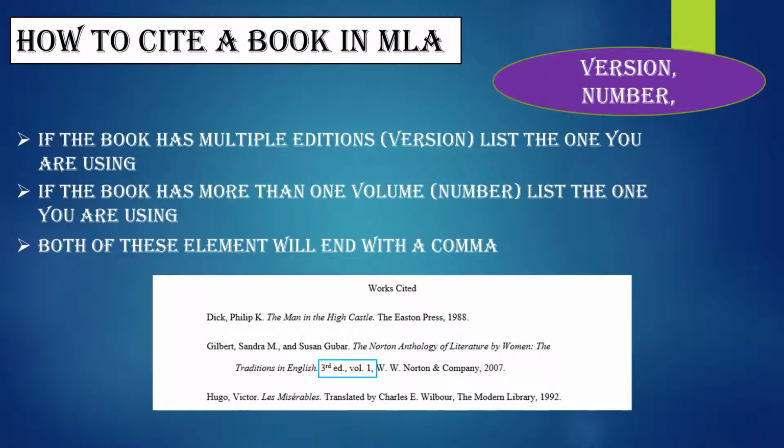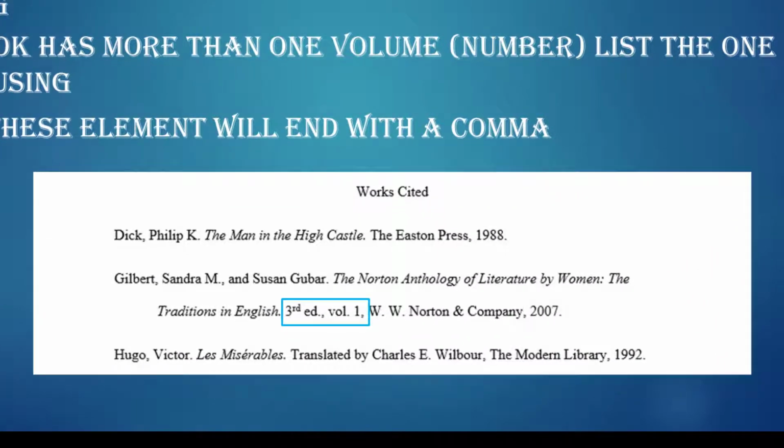The next two elements will help to identify which version of a book you are using. This will identify which edition it is and/or if it has multiple volumes of the same title. Volumes can also be represented as letters, so make sure to list them as they appear in the source. And as usual, if the book does not have this information, move on to the next element. Both of these elements will end with a comma.